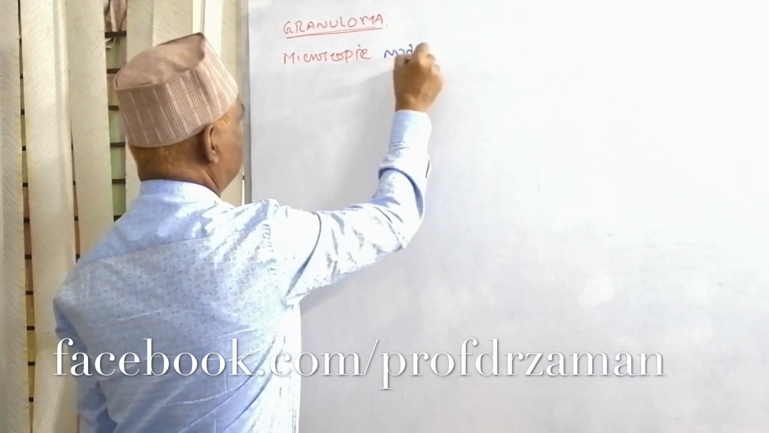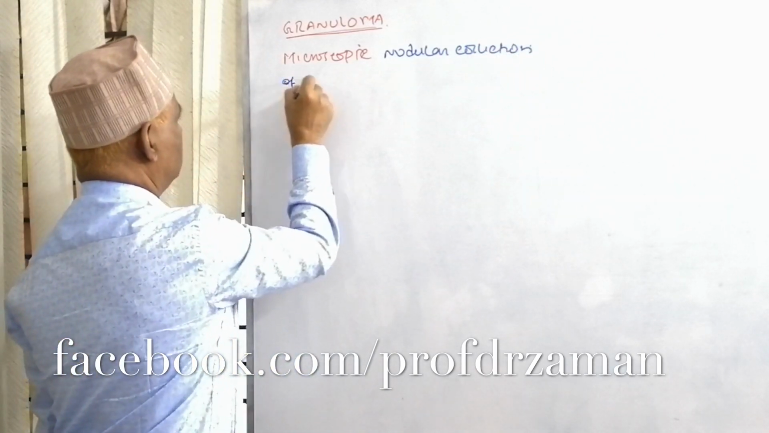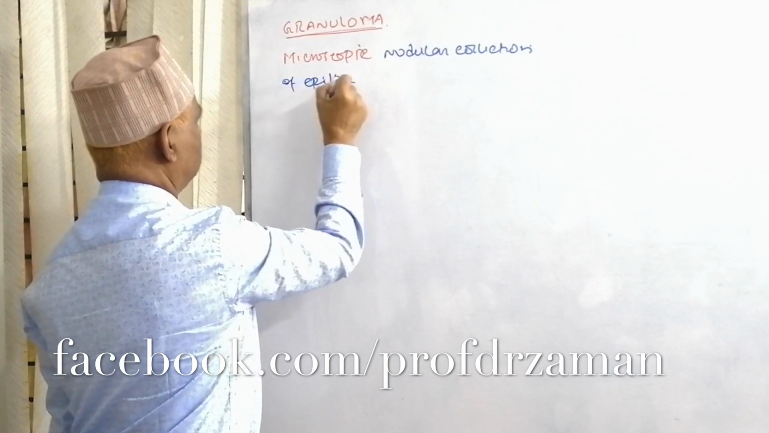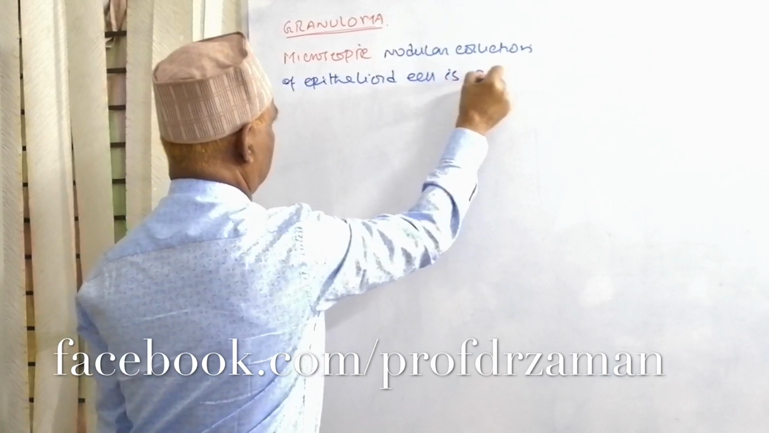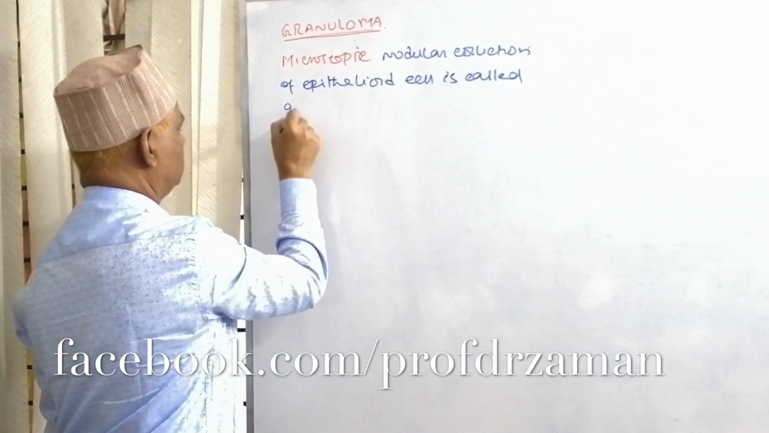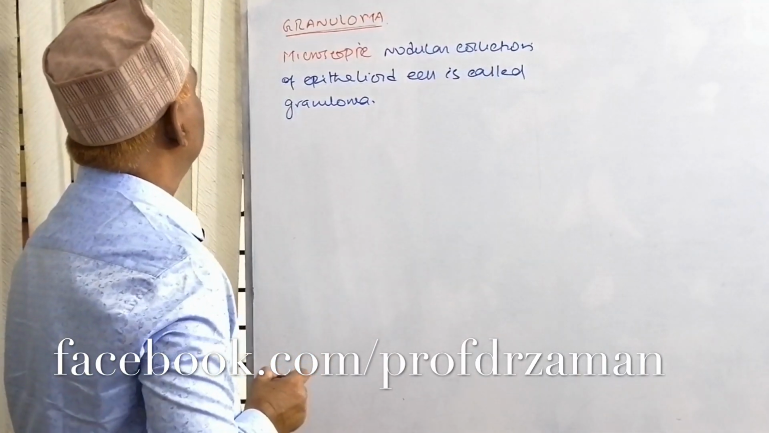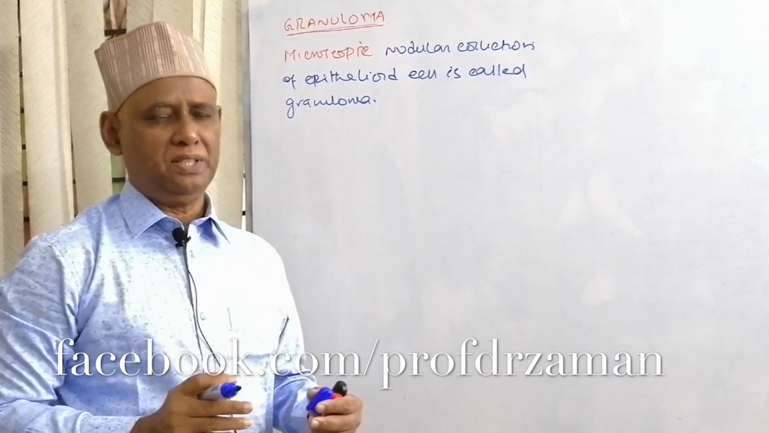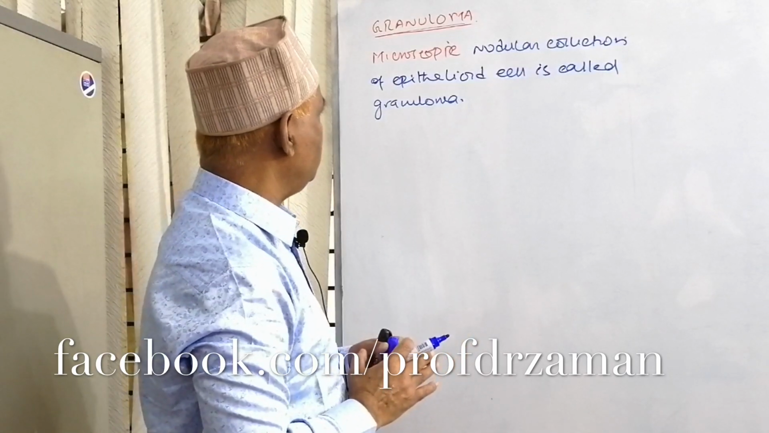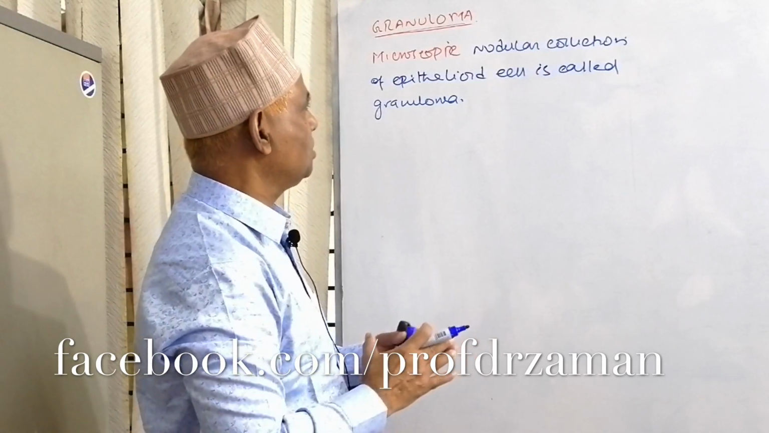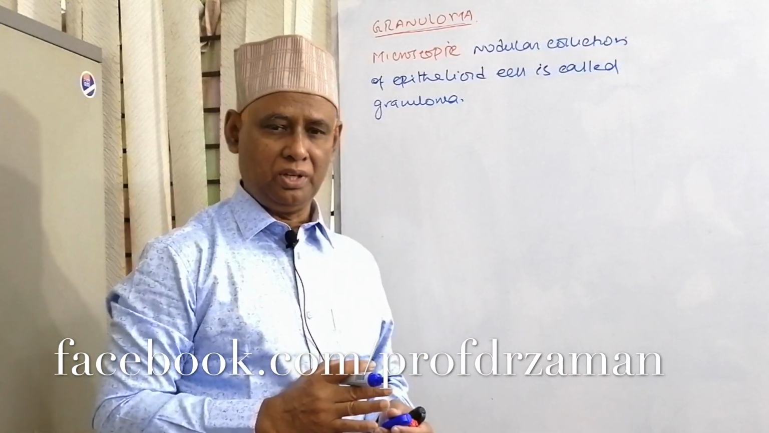Microscopic nodular collection of epithelioid cell is called granuloma. I repeat, we know modified macrophage is called epithelioid cell. If the epithelioid cells are seen collectively, microscopically, and if the collection looks like nodule, this microscopic nodular collection of epithelioid cell is called granuloma.